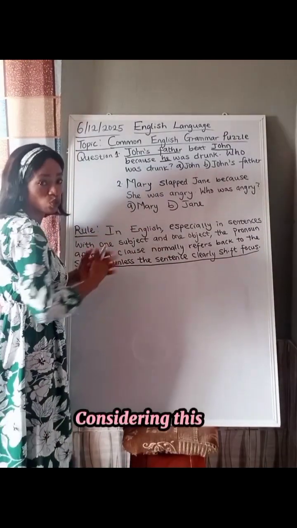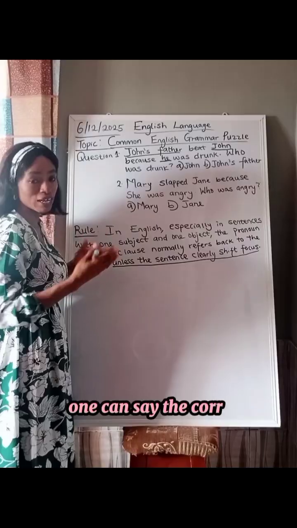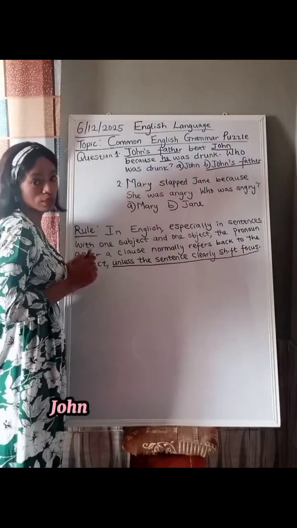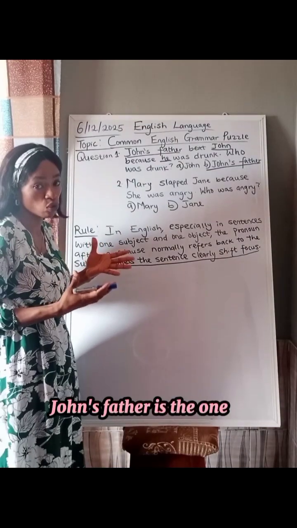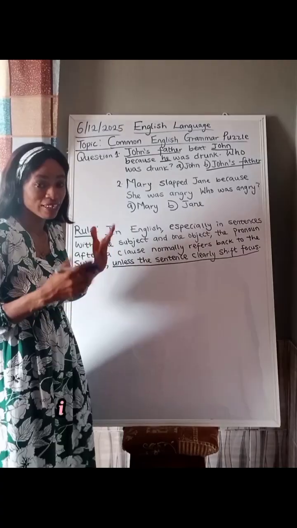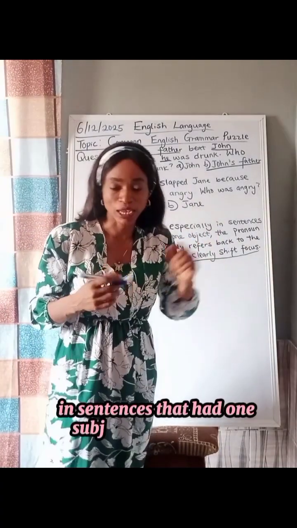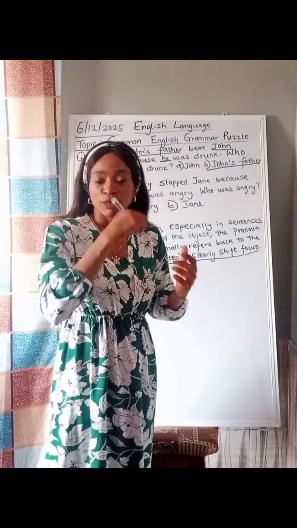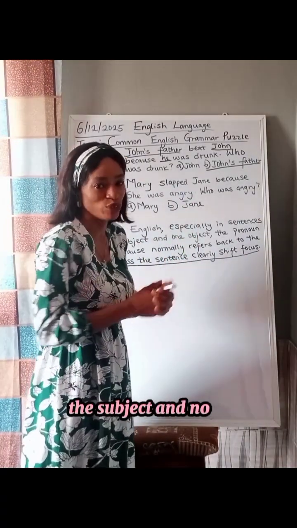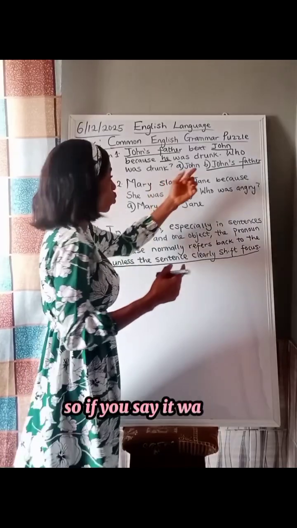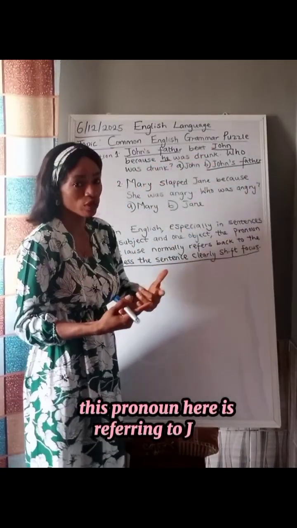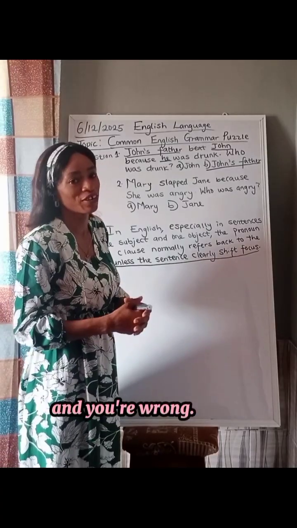Okay, considering this rule, one can say the correct answer is what? John's father. Oh yes, John's father is the one who was what? Who was drunk. Remember, in sentences that have one subject and one object, the pronoun usually refers back to what? The subject and not the object. So if you say it was John who was drunk, you're taking that this pronoun here is referring to John, and you're wrong. You're wrong.